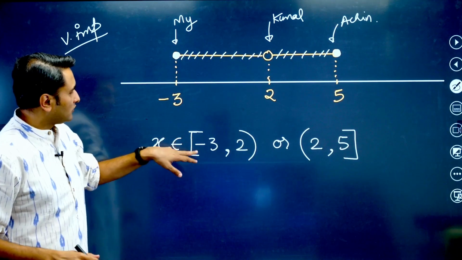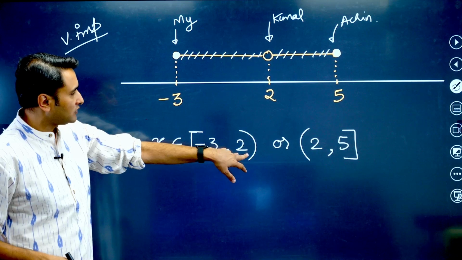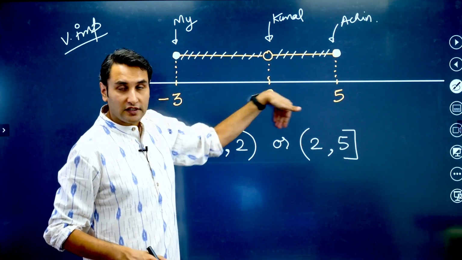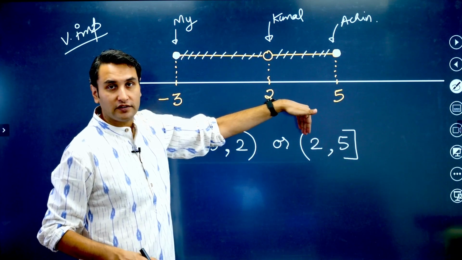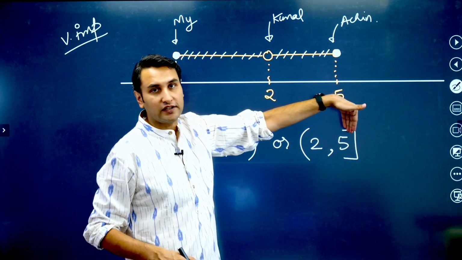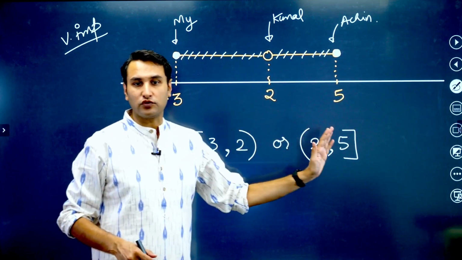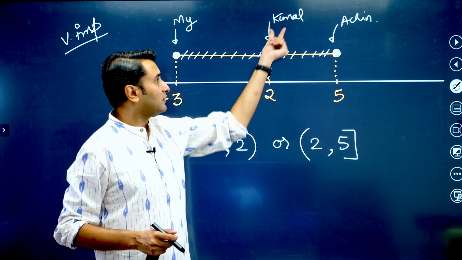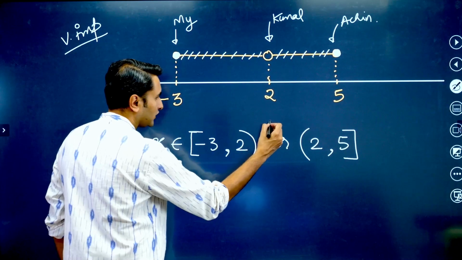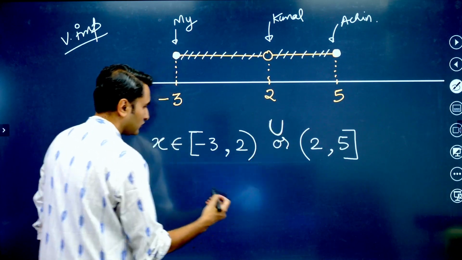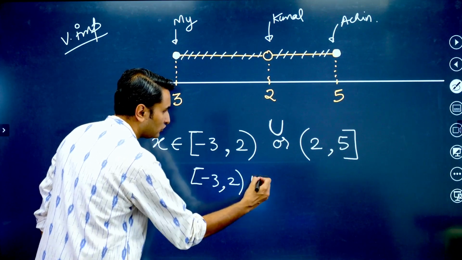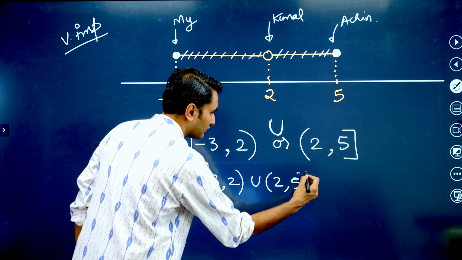Clear? So from my house to Achin's house, didn't enter, just rang the bell, he came outside, tagged along with us, and we kept on walking till Kunal's house, then we went inside. So this is the area to search, the entire area except the one house, right? So how do you represent this? You can use the union here. One way to represent is minus 3 say 2 union 2 say 5.